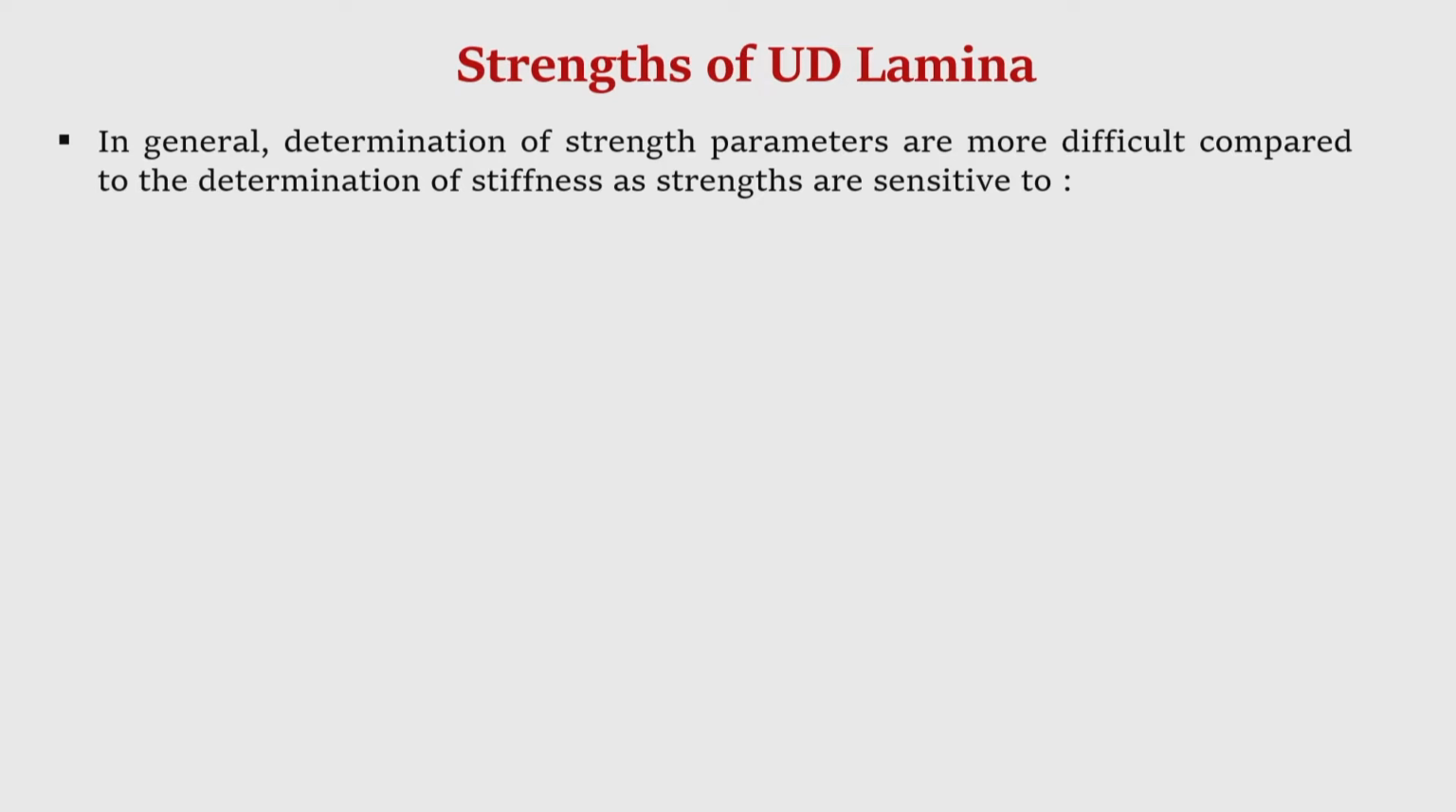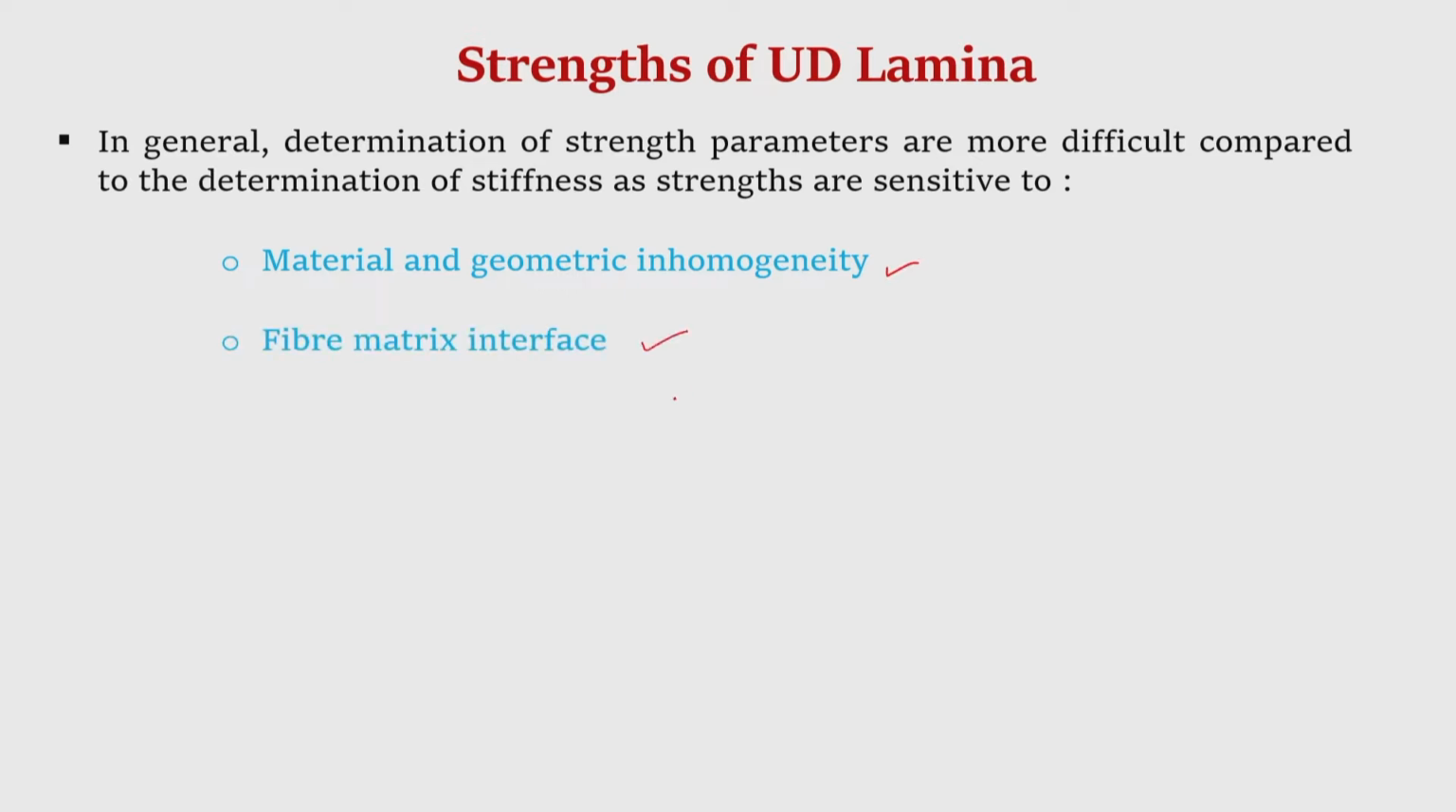In general, the determination of strength parameters is more difficult compared to the stiffness parameters, because they are more sensitive to some of the important factors like materials and geometric inhomogeneity, then the fiber matrix interface, okay. Then the fabrication process plays a key role in the strength, then the environment, okay. The strength sometimes gets degraded due to change in environment.